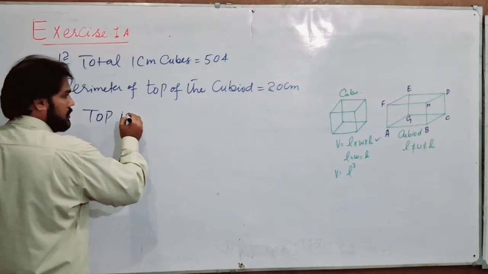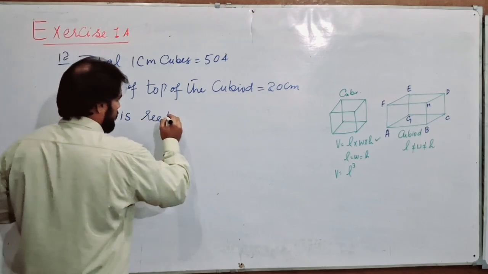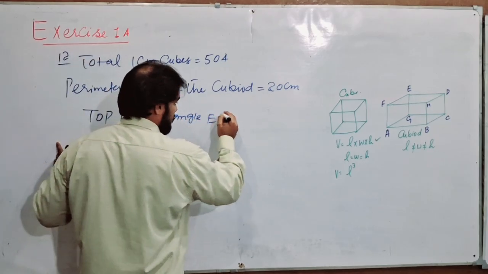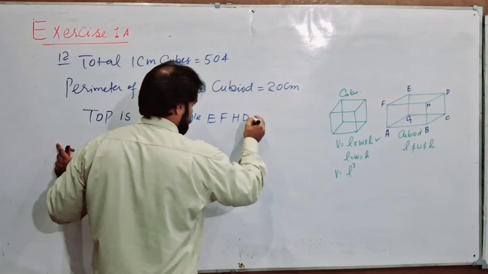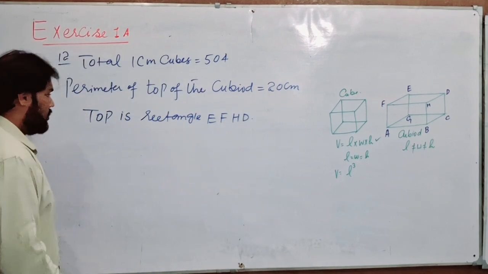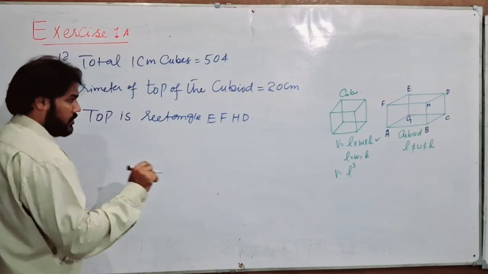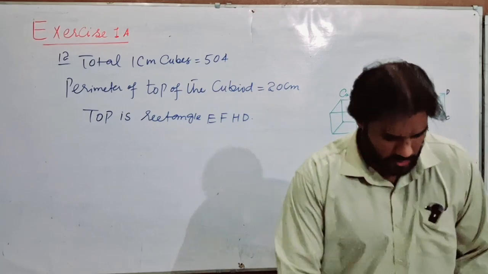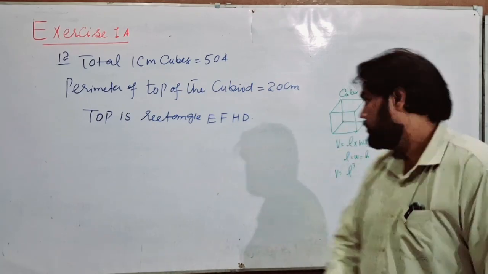Top is given by rectangle EFHD. You know the perimeter of a rectangle is given by 2 times length plus width. In this question we have to find the height of the cuboid.